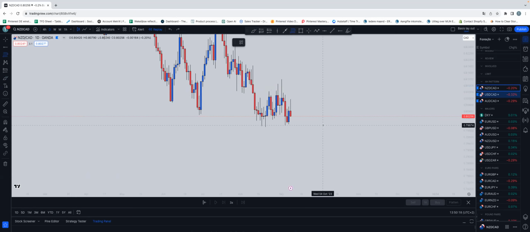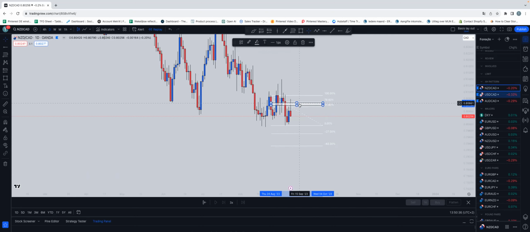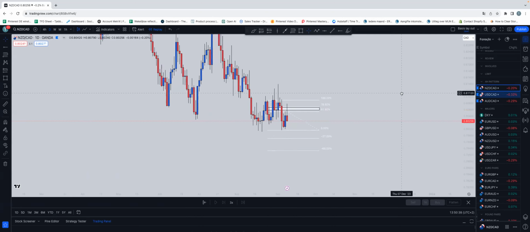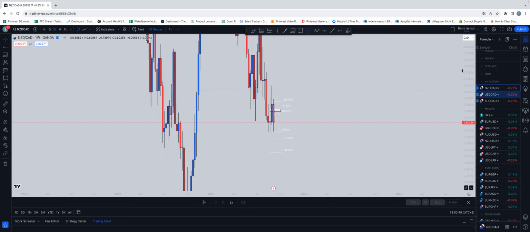So if I draw my fib from the last low to the previous high, right here, and I will place my zone on the first structure from the 6180, I have my daily zone right here. So with this in mind, the daily is clear for me. So let's go to the weekly and see if we have the criteria needed.